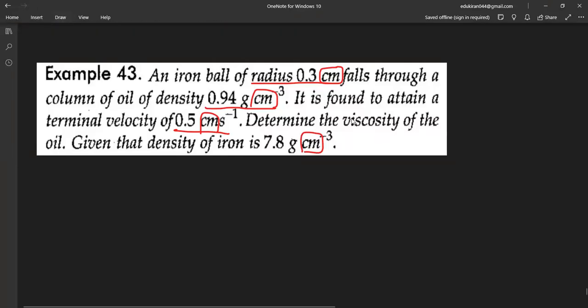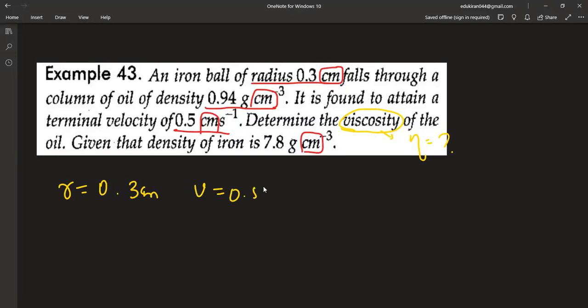And the density of the iron is also given in centimeters. What do we have to calculate? We have to determine the viscosity of the oil. That is, what is eta? This we have to calculate. What all things are given? Radius, this is 0.3 centimeters. And terminal velocity is 0.5 centimeter per second. Density is 7.8 gram per centimeter cube.